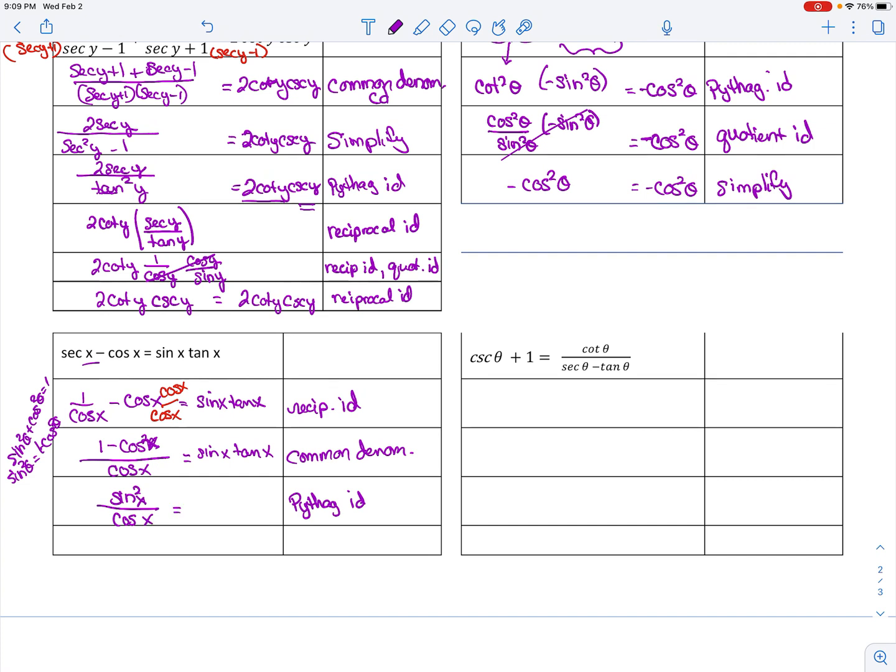All right, so we still want that to look like a sine of x times the tangent of x. I see the sine of x, but I see an extra sine of x over a cosine of x. But wait a minute, isn't the sine of x over the cosine of x the same thing as the tangent of x? Yes, that's a quotient identity.